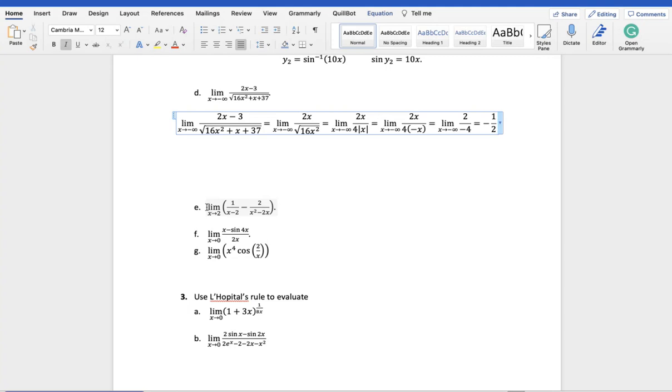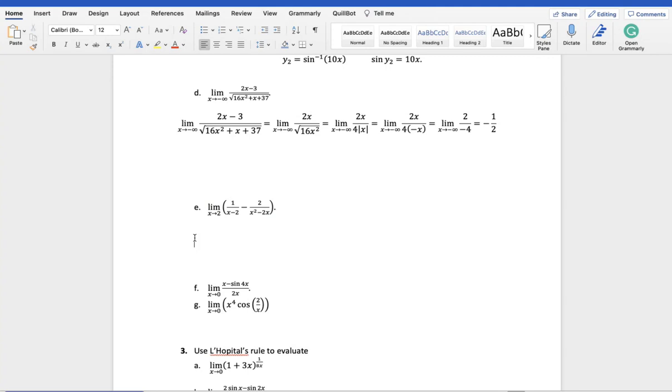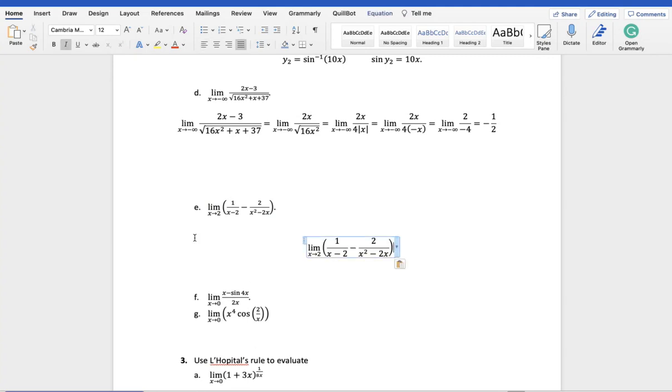Okay, so for the next one here, we have, once again, the limit as x tends to 2 of 1 over x minus 2, minus 2 over x squared minus 2x. So here, we're not allowed to use L'Hopital's rule. As you can see, if you substitute the value of x there, you'll get 1 over something closer to 0, which will just give you infinity minus infinity.